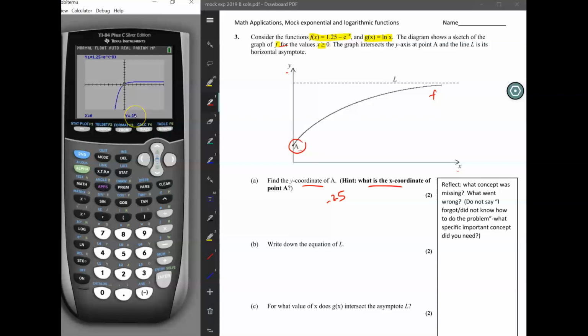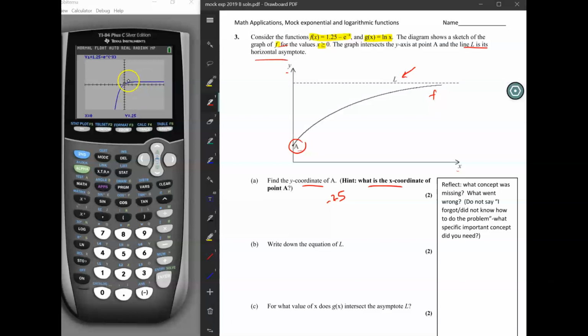Right? And that would also give us the y value of 0.25. Okay? And then it says to write down the equation of L. L looks like it's the horizontal asymptote, and they indeed confirm this in the explanation. Okay? So the equation of the horizontal asymptote, there's a couple ways to do that.